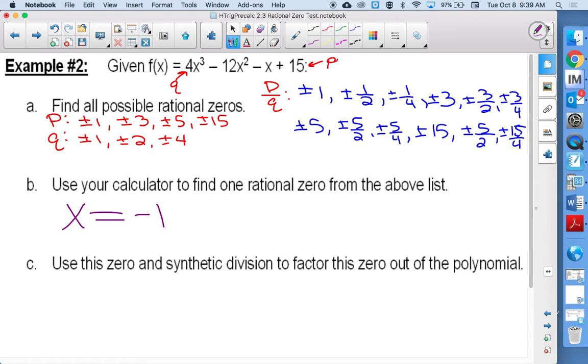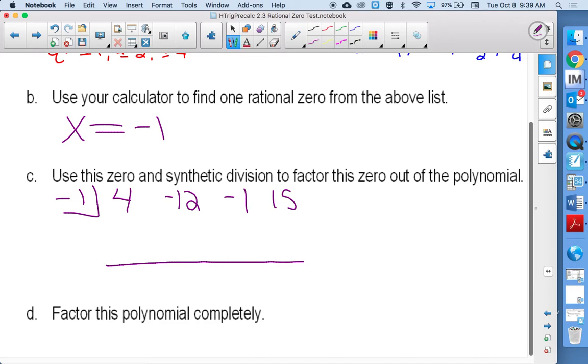So we're going to use the number -1 and synthetic division to factor this 0 out of the polynomial. So synthetic division is a way of factoring. So taking the -1, which lucky me, I would have used -1 second and I would have found that it was a 0 because I would have gotten a remainder of 0. So we're going to use this -1. The original coefficients, and we're going to divide. So synthetic division. So use this 0 and synthetic division to factor it out of the polynomial.